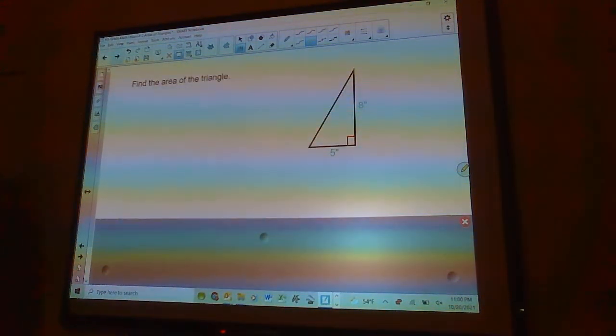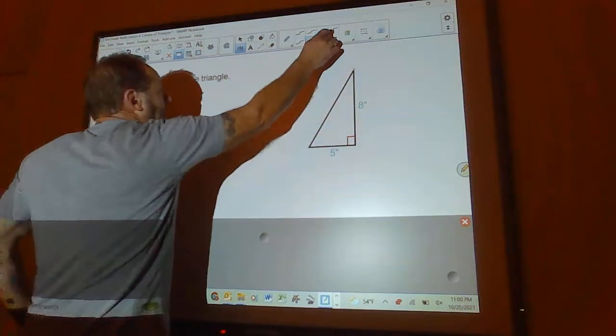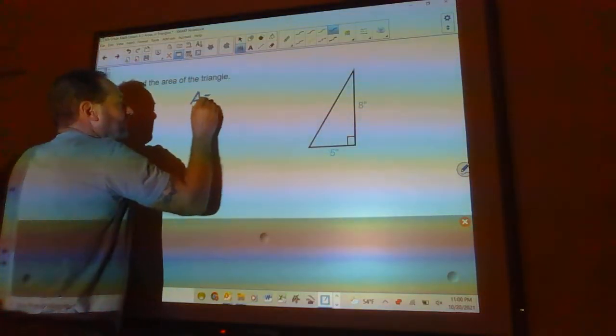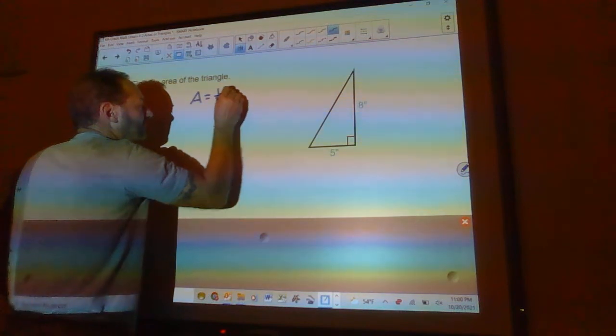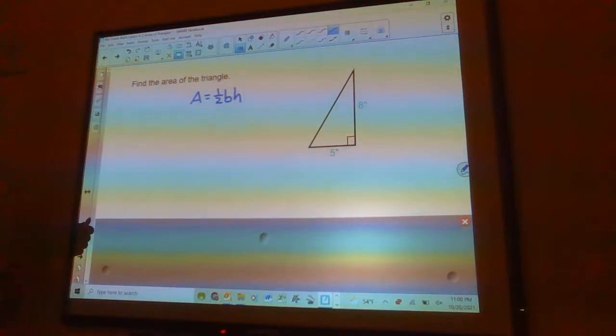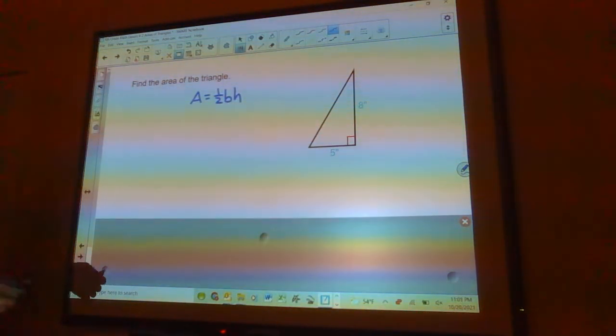Okay, so go ahead and find the area of this triangle. We're going to get out our formula and write it down, because we always write down the formula. It's half the base times the height. The reason we write it down is it tells us where everything goes.